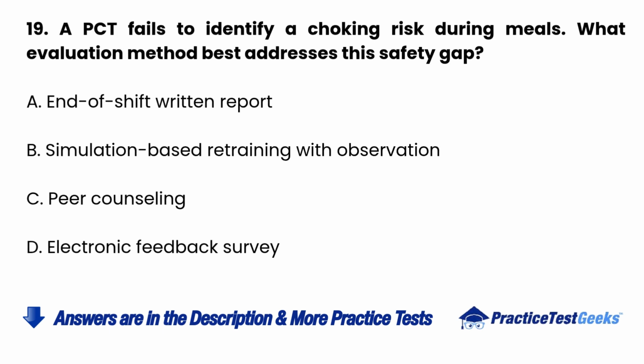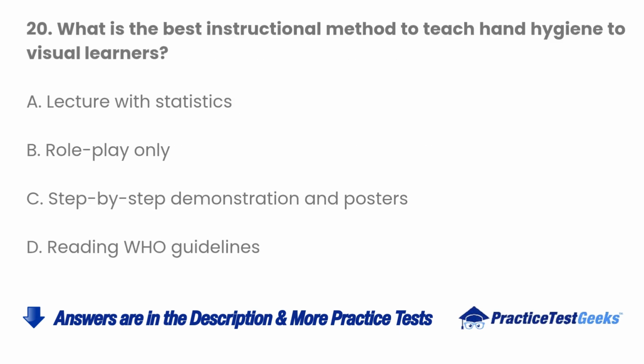19. A PCT fails to identify a choking risk during meals. What evaluation method best addresses this safety gap? A. End-of-shift written report. B. Simulation-based retraining with observation. C. Peer counseling. D. Electronic feedback survey.